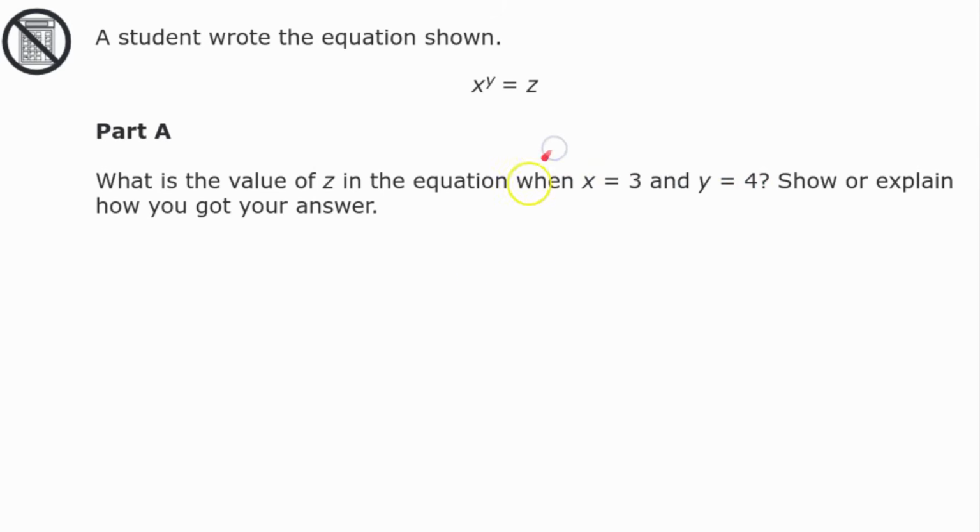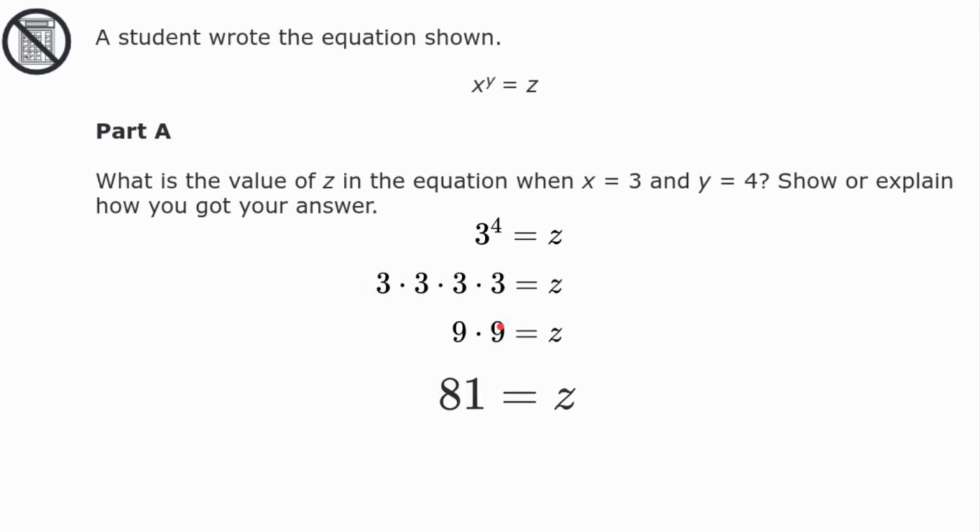Welcome back. So the first thing I'm going to do is rewrite it with x replaced with 3 and y is 4. So now I have 3 to the 4th. Remembering you can't use a calculator, so I'm going to write it out. This is 4 3's multiplied together. So 3 times 3 is 9, 3 times 3 is 9, and 9 times 9 is 81. So there you have it. 3 to the 4th is 81.